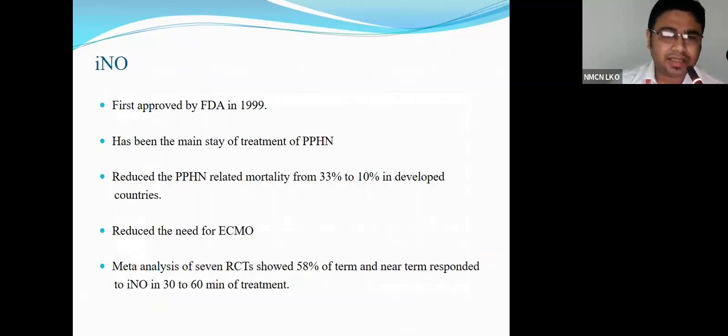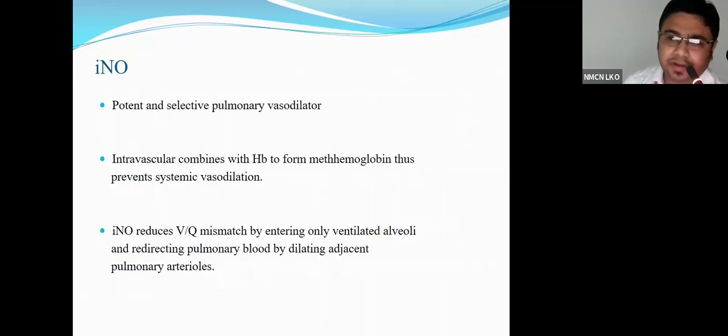I'll just brush through these slides in view of paucity of time. So iNO was approved by the Food and Drug Administration in 1999. It has been the mainstay of treatment for PPHN in newborns, and it has also been shown to reduce the need for ECMO. As we all know, it is a selective pulmonary vasodilator. It usually affects the pulmonary vasculature instead of the systemic vasculature.